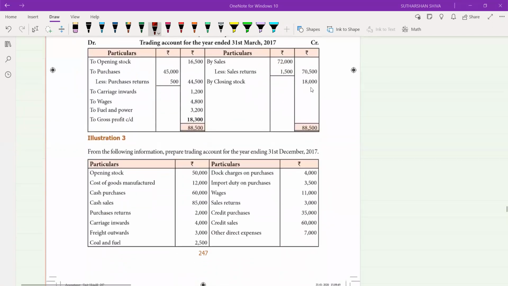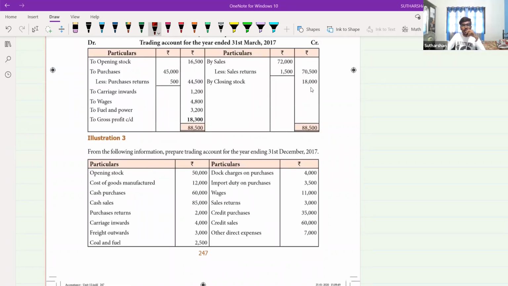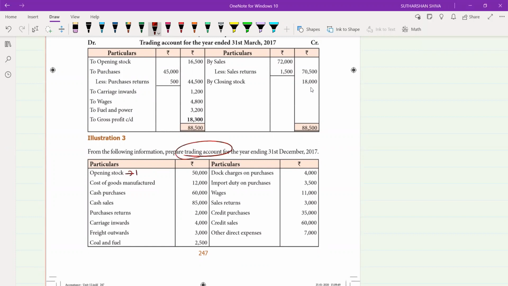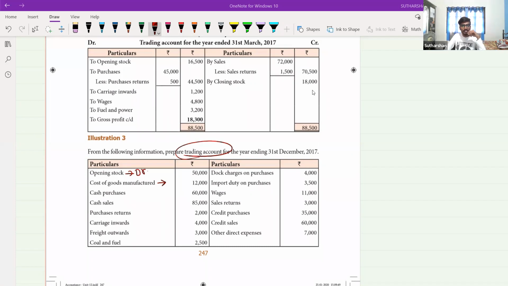Now hereafter we will take two things and see. Okay, Susurita, opening stock, they are asking to prepare trading account. Opening stock will come on which side? Debit side. Okay, then Ramana, cost of goods manufactured will come on debit side or credit side? Or else Lalita, cost of goods manufactured comes on debit side or credit side? Sir, debit side.